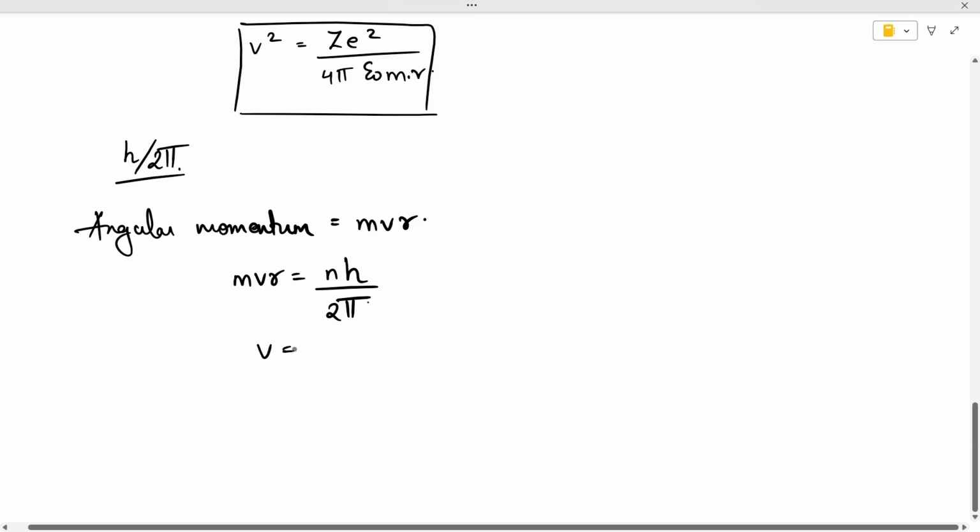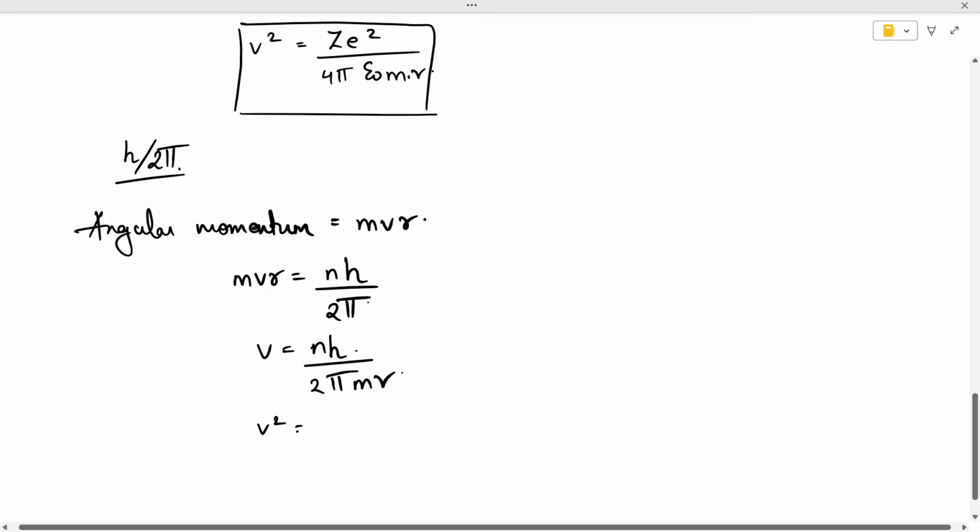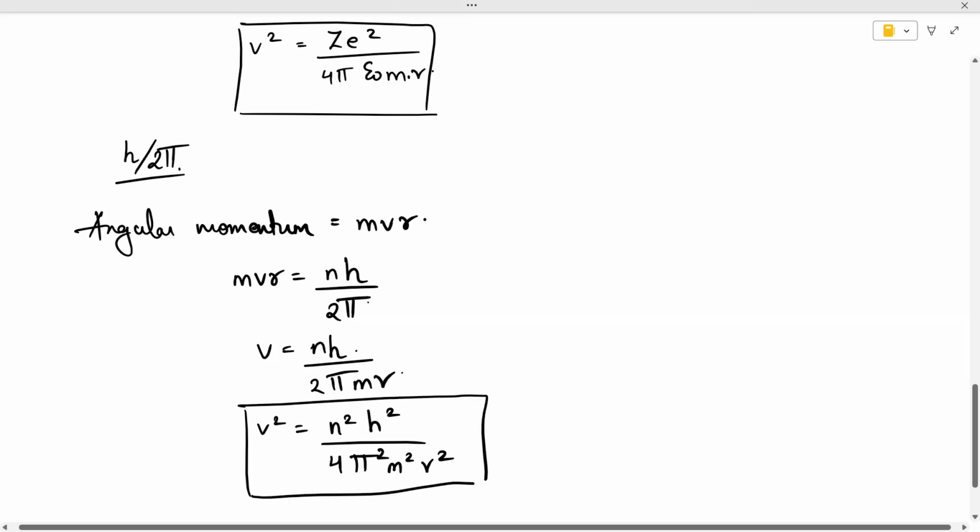Now let us solve this also. v is equal to n h upon 2 pi m r. And here we'll square it. So v square is equal to n square h square upon 2 square, which is 4 pi square m square r square. So we got one more equation for v square. Here is our first equation for v square, and here is our second equation for v square.